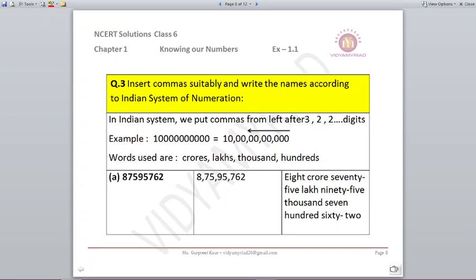Next, insert commas suitably and write the names according to the Indian system of numeration. So Indian system means we will use words like crores, lakhs, thousand, hundreds, and we put commas after 3 and then 2 digits. Okay, so first we will arrange and put commas according to the number. It becomes 8,75,95,762. So how are we going to write them in words according to the Indian system? It becomes 8 crores 75 lakhs 95,762.